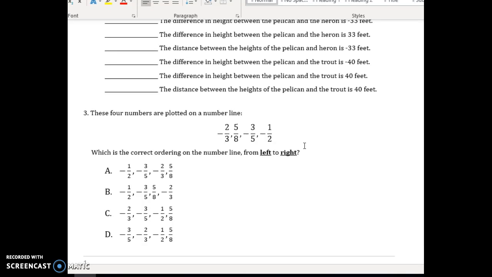A. Negative 1 over 2, negative 3 over 5, negative 2 over 3, 5 over 8. B. Negative 1 over 2, negative 3 over 5, 5 over 8, negative 2 over 3. C. Negative 2 over 3, negative 3 over 5, negative 1 over 2, 5 over 8. D. Negative 3 over 5, negative 2 over 3, negative 1 over 2, 5 over 8.